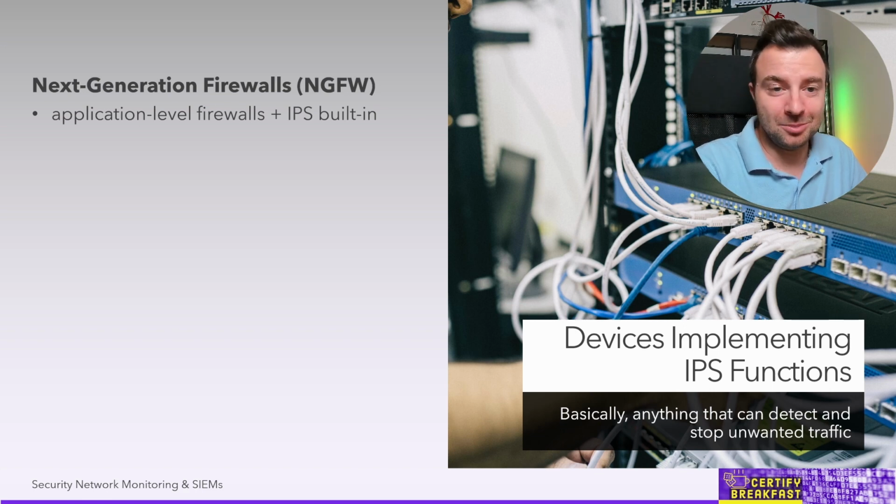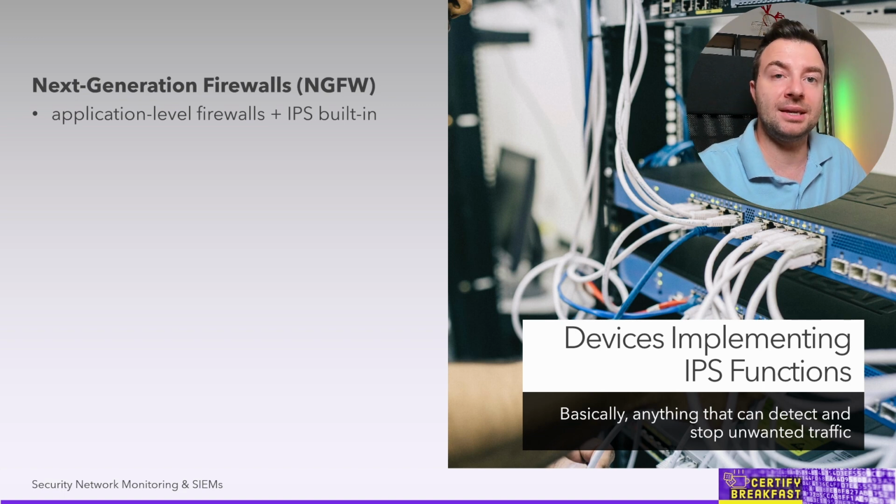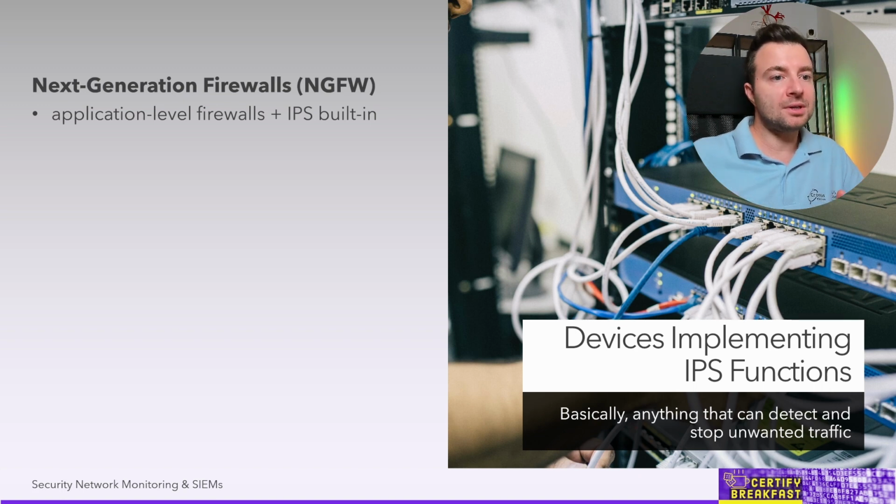But regardless, a next generation firewall is basically just a layer 7 firewall. That's an application layer firewall, which is able to look at the application layer payload. So we're actually seeing the data being sent. We're not just looking at the packet headers. And it also has some sort of detection or prevention system built in. Okay, so we have an IPS or an IDS built in, which leads us back to the discussion that we had before.